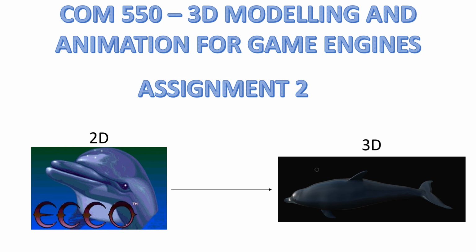Hi guys, this is my presentation for Com 550 assignment 2. The premise was to take a 2D scene or model and recreate it in 3D. After a bit of deliberation I chose Echo the dolphin. I'm going to run through a series of slides to show you my workflow, and then there's a short cinematic at the end which displays the model and the scene.